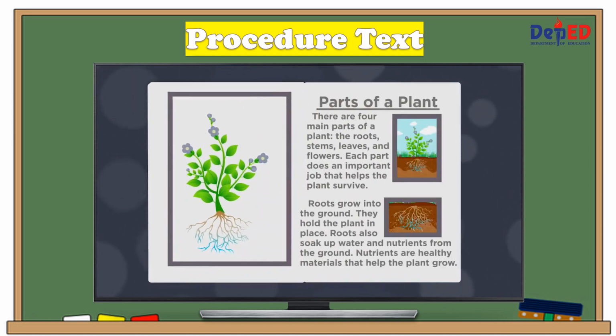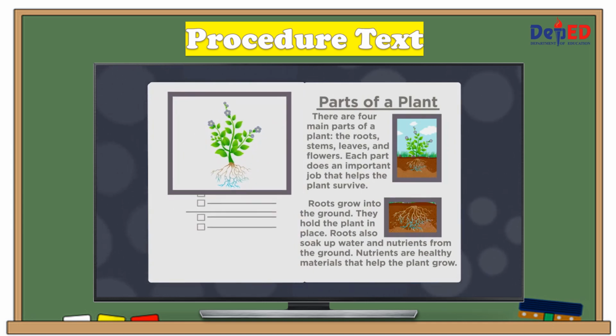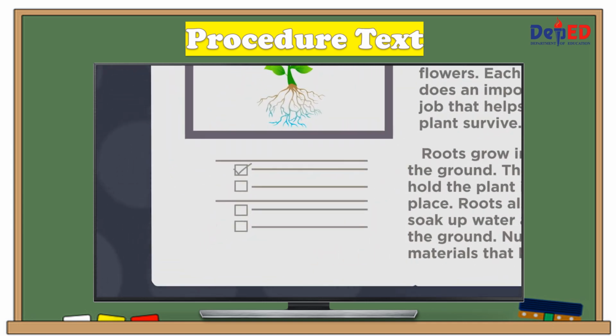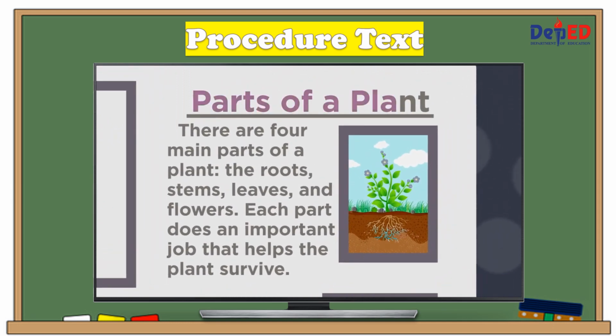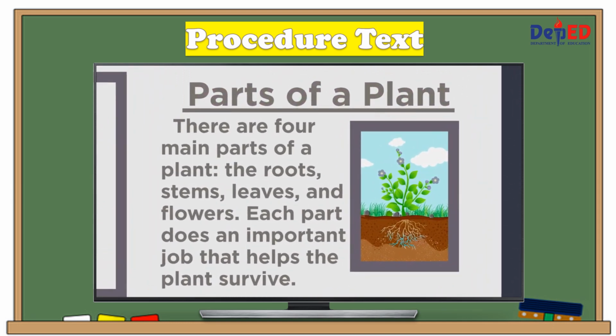When you have finished reading an informational text, you can show what you have learned by answering questions about what you read. Listen to the informational text titled, Parts of a Plant. Pay close attention to what real-life topic is discussed in the text. Look for facts as you listen and read along.